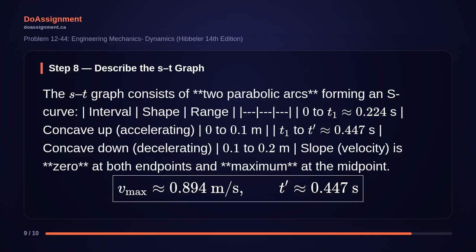The s-t graph is an S-shaped curve made of two parabolic arcs. The first arc is concave up from 0 to 100 millimeters over the first 0.224 seconds. The second arc is concave down from 100 to 200 millimeters over the remaining time. The slope, which represents velocity, is 0 at both ends and greatest at the midpoint.